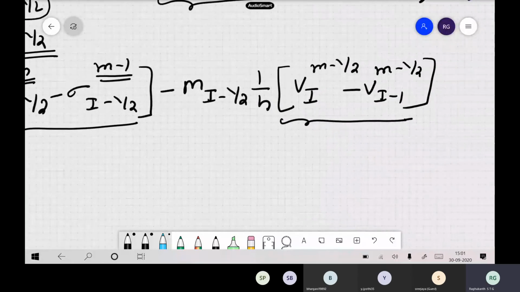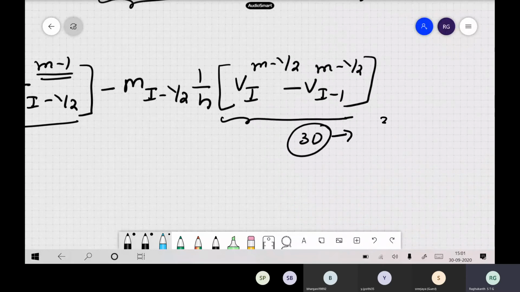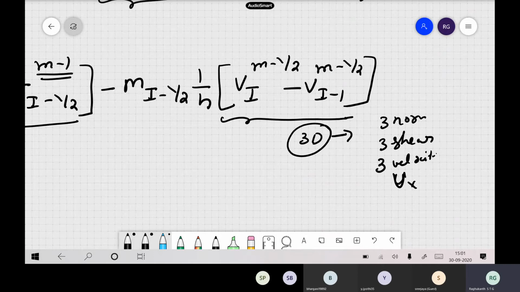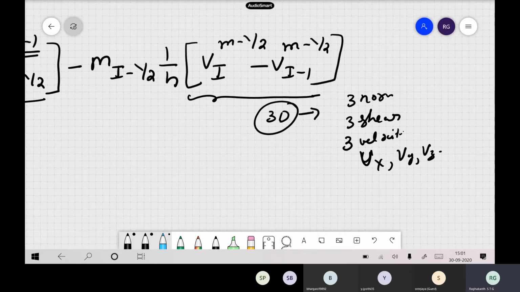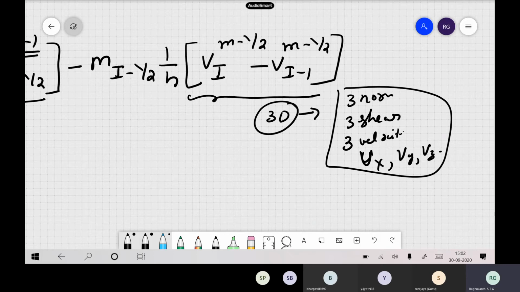Now this is for one dimension. Now in 3D what happens? In 3 dimensions we will be having 3 normal stresses, then 3 shear stresses, then 3 velocities, or the displacements, vx, vy, vz. Now how the shear stress and displacement relations, shear strain relations, or the normal stress and others, so you will get a different variety of staggered grids. So we will see this after some point of time.